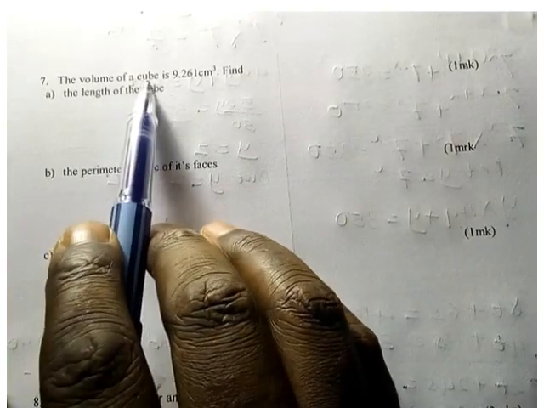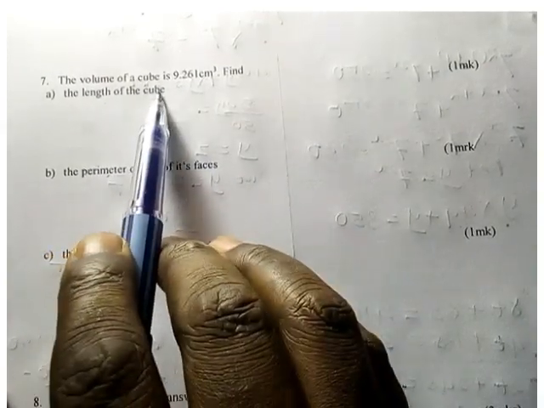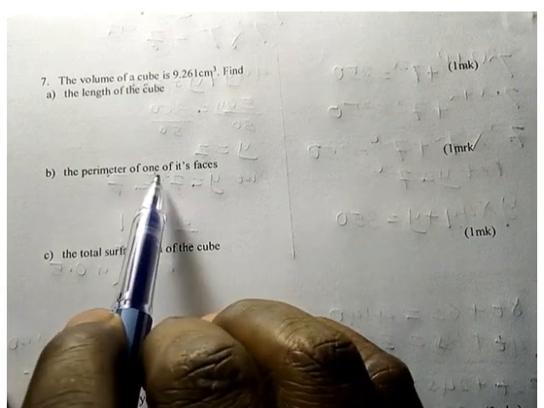The volume of a cube is 9.261 centimeters cube. Find the length of the cube, the perimeter of one of its faces, and the total surface area of the cube.